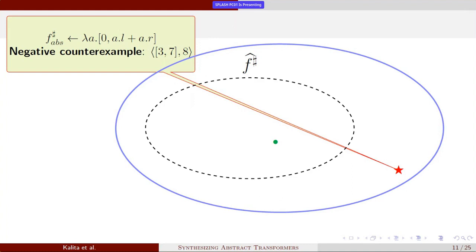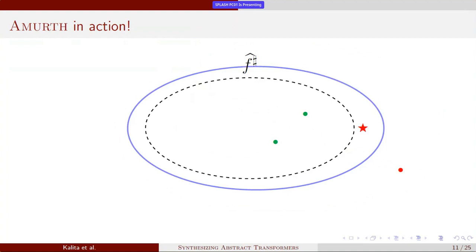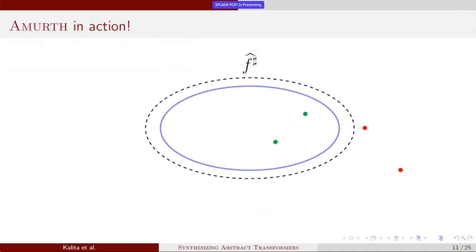So what do we do? We shrink it. We try to synthesize a transformer which includes the positive example and excludes the negative example. And these loops keep on going around until both the soundness check and the precision check succeed.